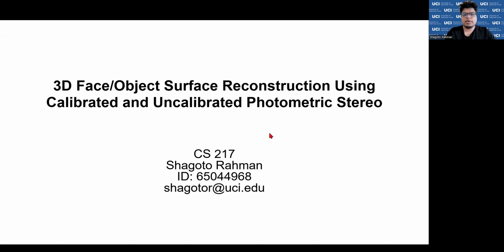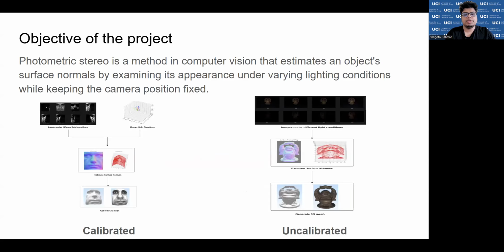Hello, my name is Shagoto, and now I'm going to present my final project for CS217, which is entitled 3D Face and Object Surface Reconstruction using Calibrated and Uncalibrated Photometric Stereo. So first, let us understand the objective of the project.